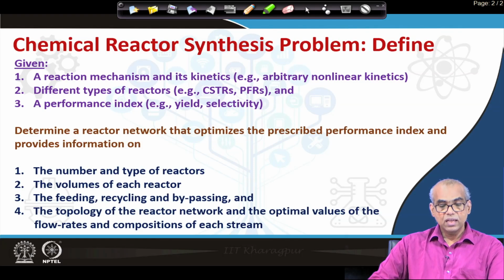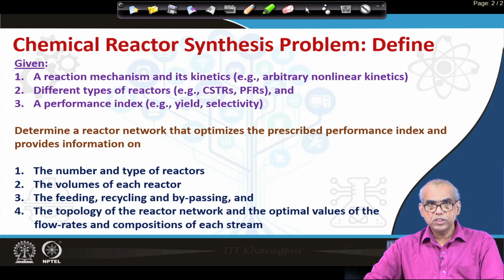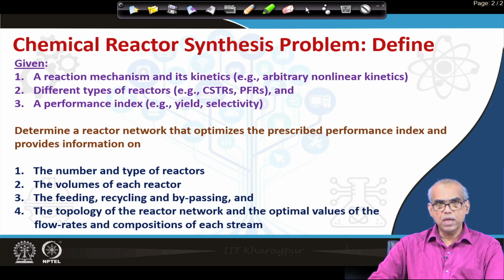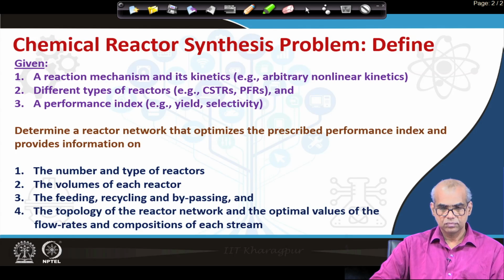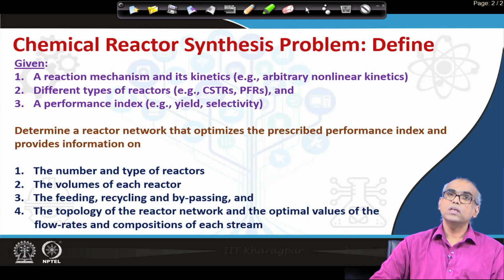we need to determine a reactor network that optimizes the prescribed performance index and also provides information on the number of reactors, the type of reactors, the volume of each reactor, the feeding, recycling and bypassing, the topology of the reactor network and the optimal values of the flow rates and compositions of each stream. So, from the reactor synthesis problem, we seek to get solutions to all these questions.